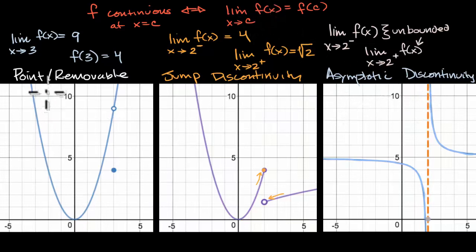So this is a point or removable discontinuity, a jump discontinuity, I'm jumping, and then we have these asymptotes, a vertical asymptote. This is an asymptotic discontinuity.